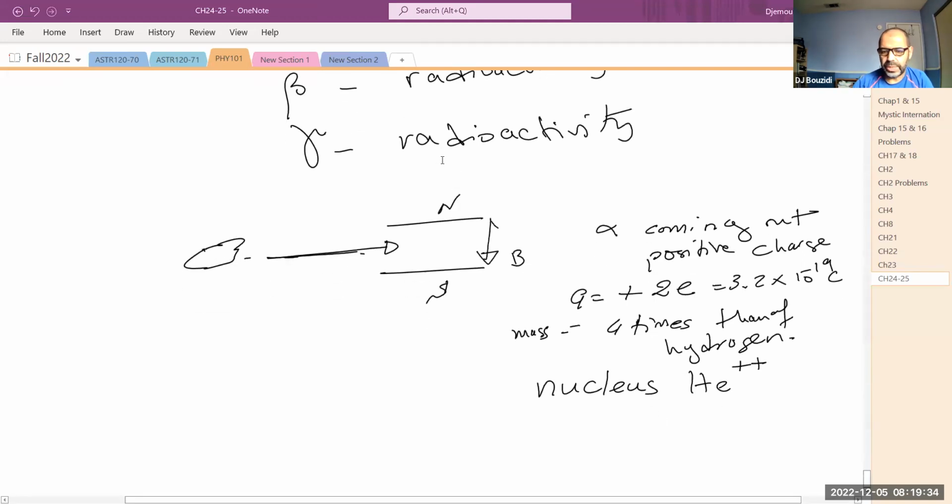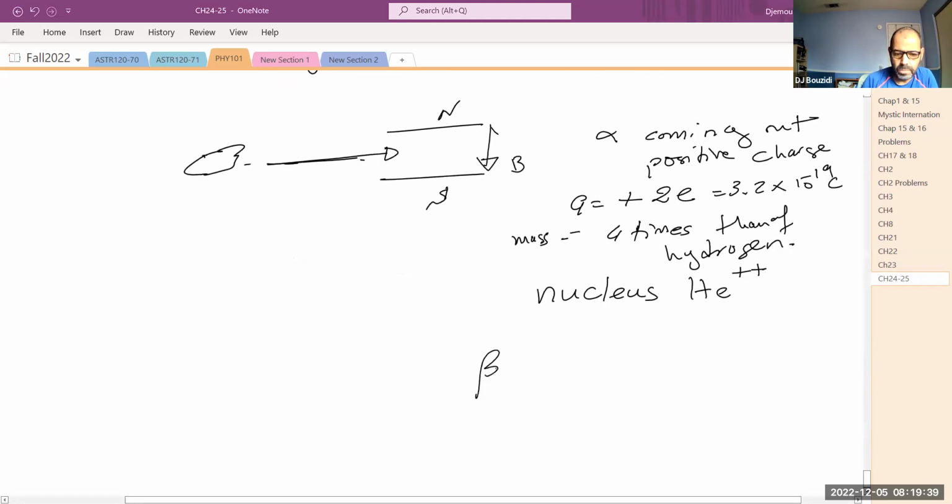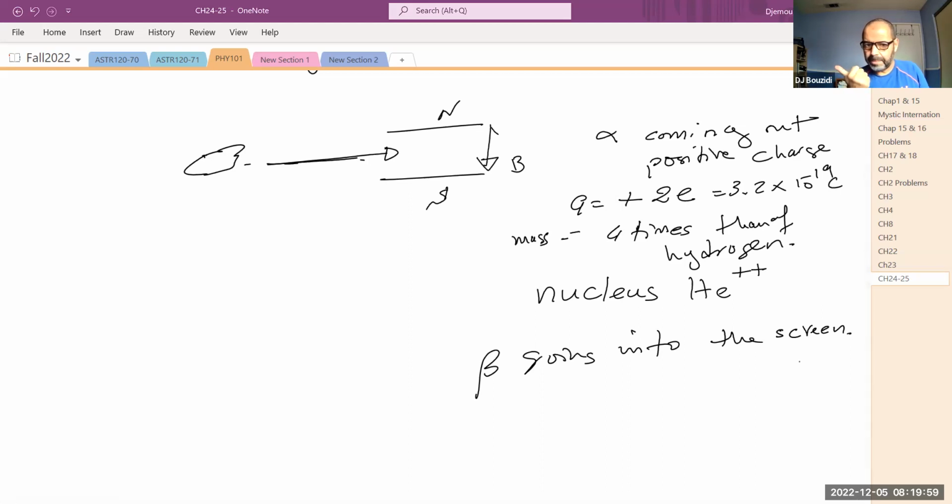Another type goes into the screen, beta. It goes into the screen, not coming out, going in. So those must be, in this experiment, negatively charged. The reason why, again, their velocity is this way, the magnetic field is pointing this way. Had they been positive, they would have come out of the screen. Did I put it backward? I did. Okay, so they are moving this way.